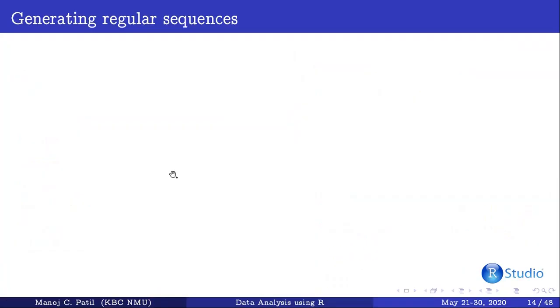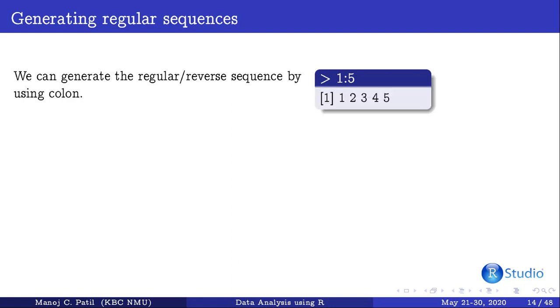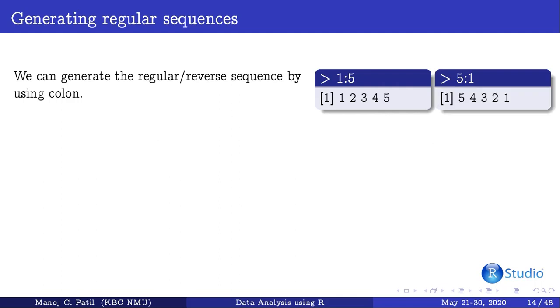Generating real sequences. We have many options to generate sequences. Sequences are, I will say, a subset of the vector. To generate a regular or reverse sequence, we have to use the colon. That's simple. 1:5 will generate the sequence 1 2 3 4 5. We can use a reverse sequence also by using the colon symbol: 5:1 will be generated.